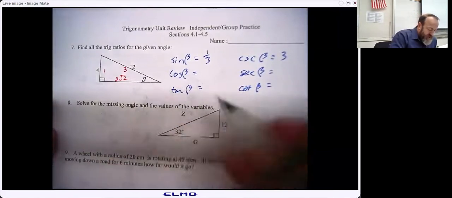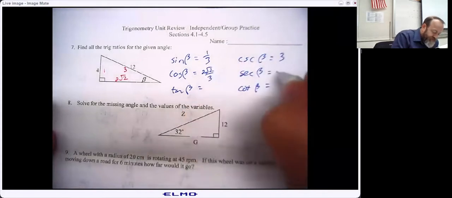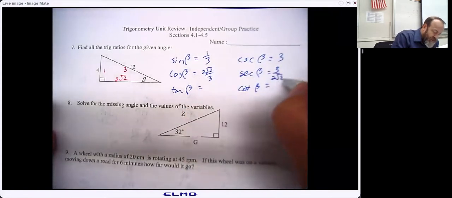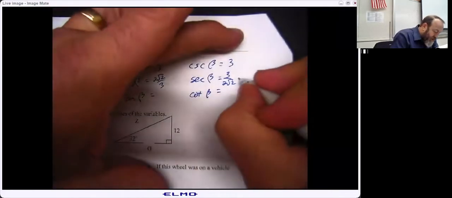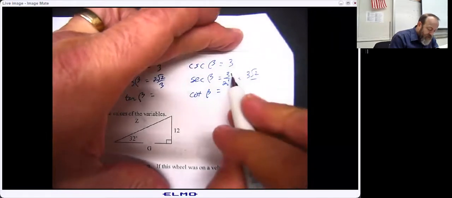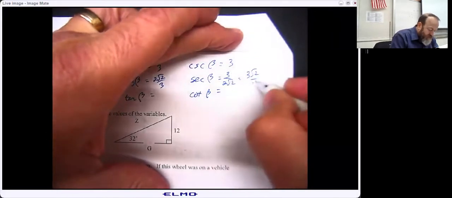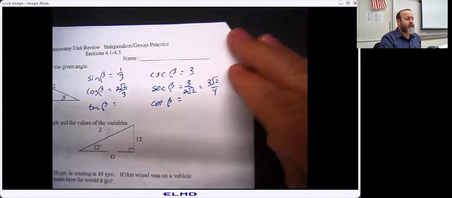Okay, so now the cosine is adjacent over hypotenuse. So we're talking 2 roots of 2 over 3. Now, when I go ahead and take its reciprocal, I unfortunately get that extra root 2 in the bottom. So if I multiply the top by root 2 and the bottom by root 2, 2 roots of 2 times an extra root 2 is just root 4.